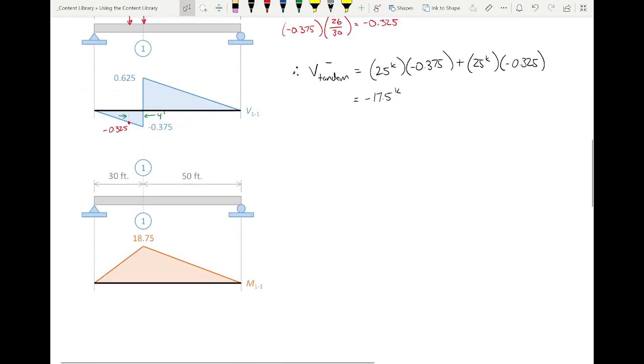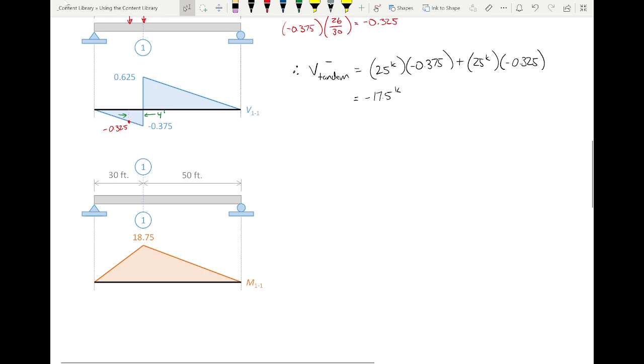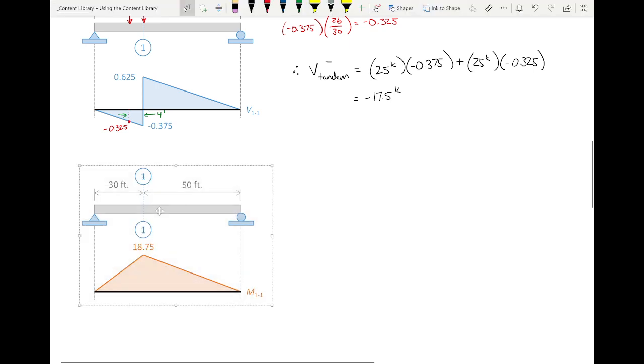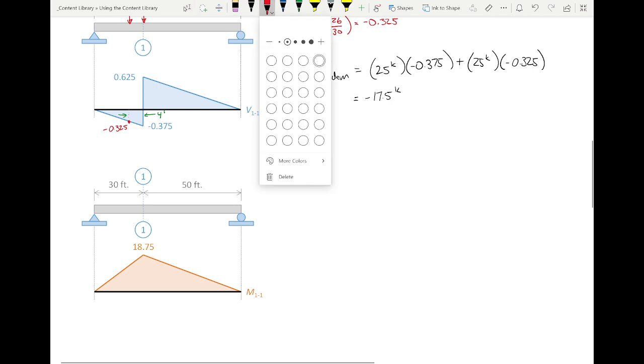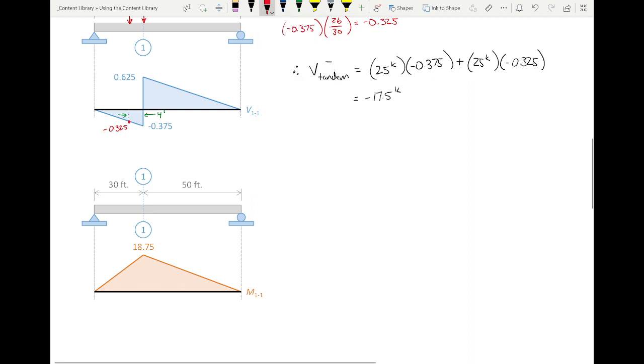Now, how do we do the moment? Now, this is interesting. So I propose that at a minimum, one of those axles needs to go right here, right? Like one of them's got to. But the question is, do we put the other one right here or do we put the other one right here? Now, I'm a betting man. I want to see who's a betting man. Do we want to put it on the left or the right? Why?